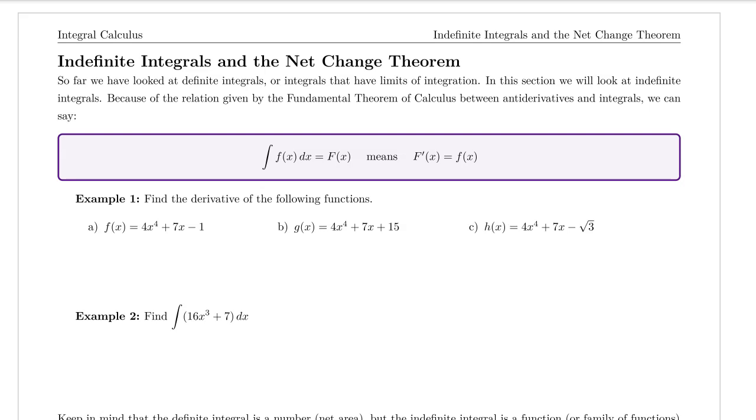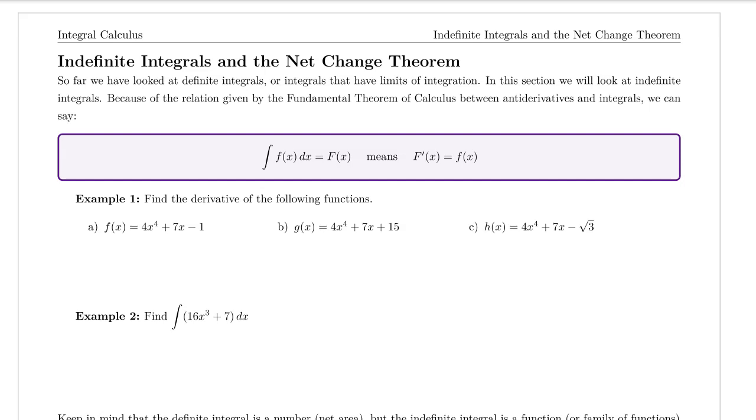Let's talk about indefinite integrals and the net change theorem. So far we've looked at definite integrals, or integrals that have limits of integration. In this section, we will look at indefinite integrals. Because of the relation given by the fundamental theorem of calculus between antiderivatives and integrals, we can say that the indefinite integral of f of x dx is equal to capital F of x, and that means that capital F prime of x is equal to f of x.